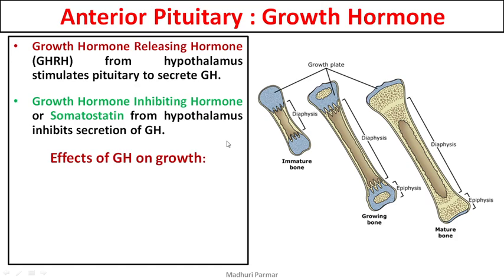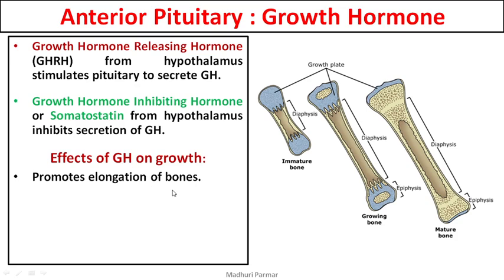Now let us understand what happens after secretion of growth hormone. What are the effects of growth hormone on growth? Because its name only has the term growth, so we want to see what all growth it is talking about. First thing is it promotes elongation of bones. So in children below the age of 18, the lengthwise development is because of growth hormone. So growth hormone promotes elongation of bones.